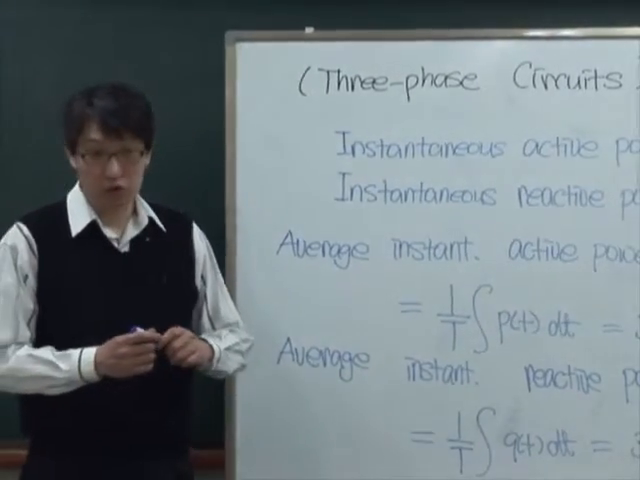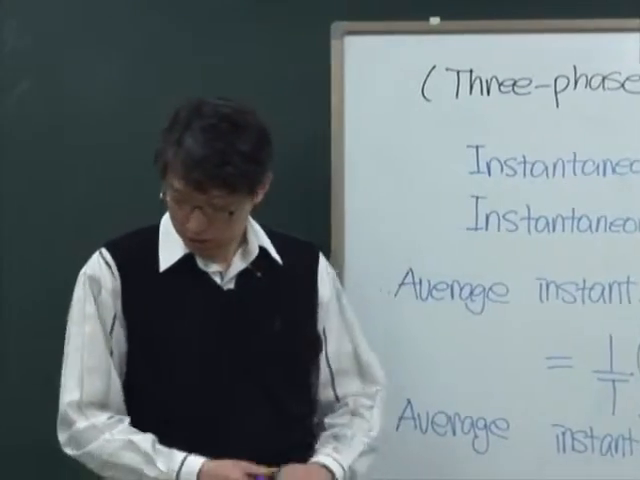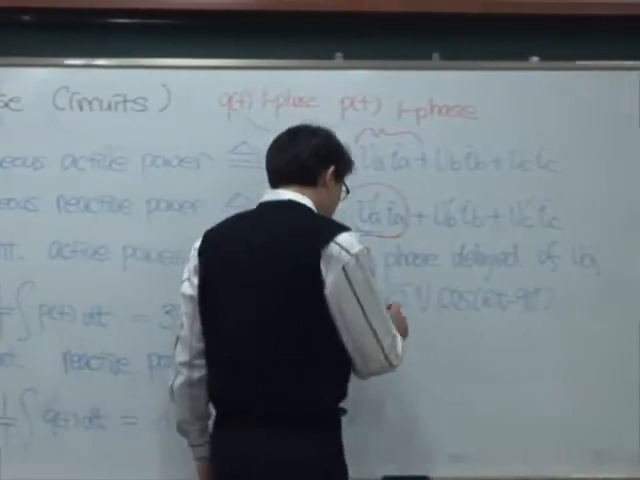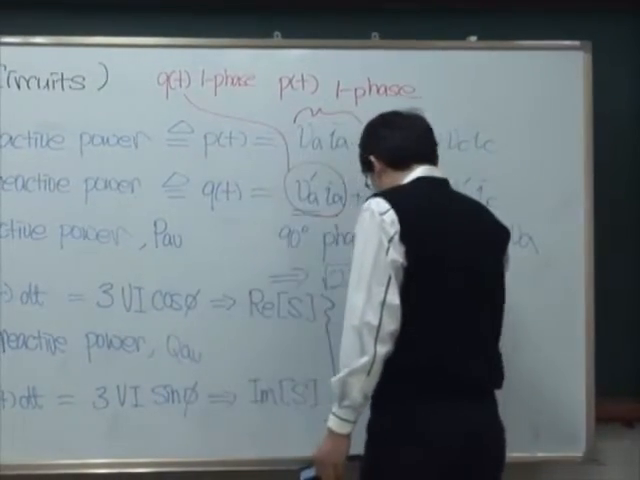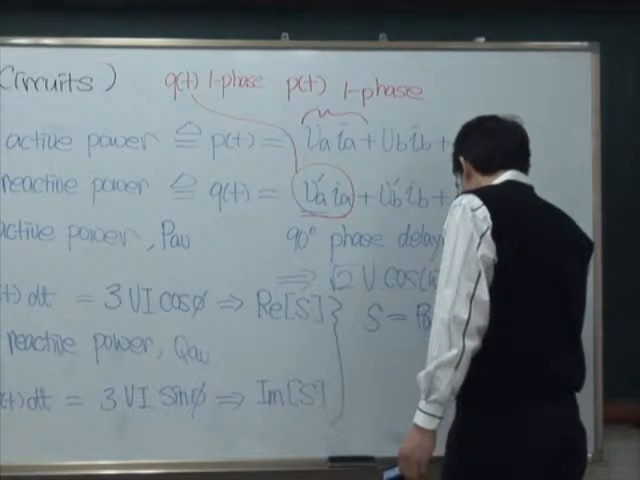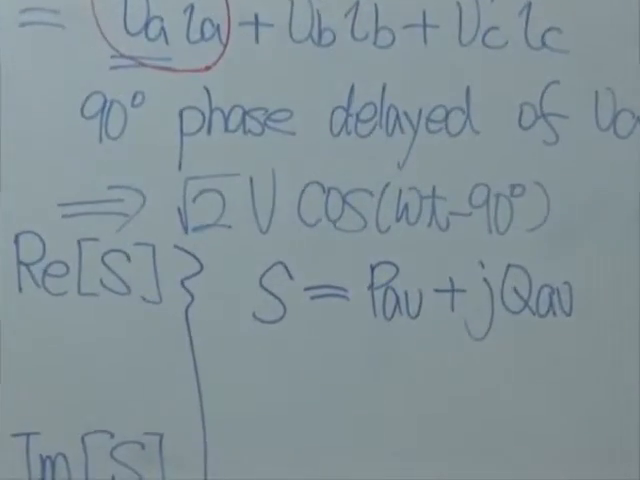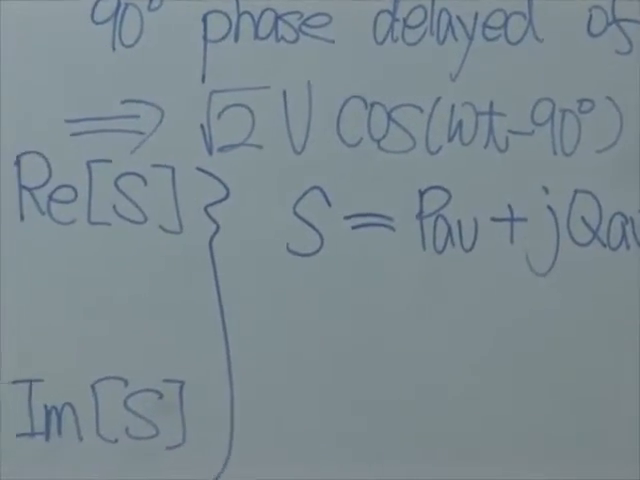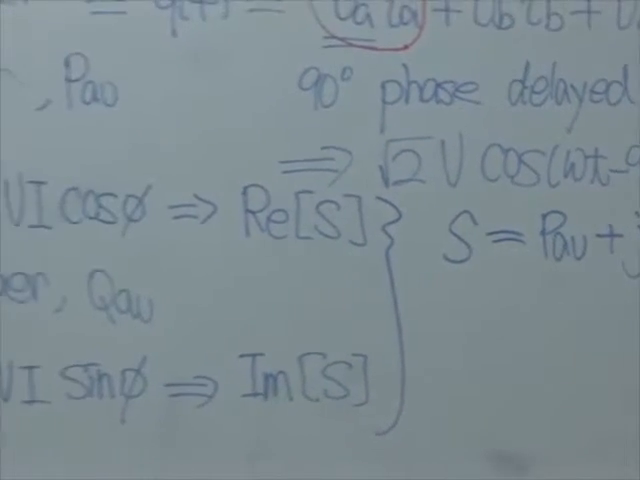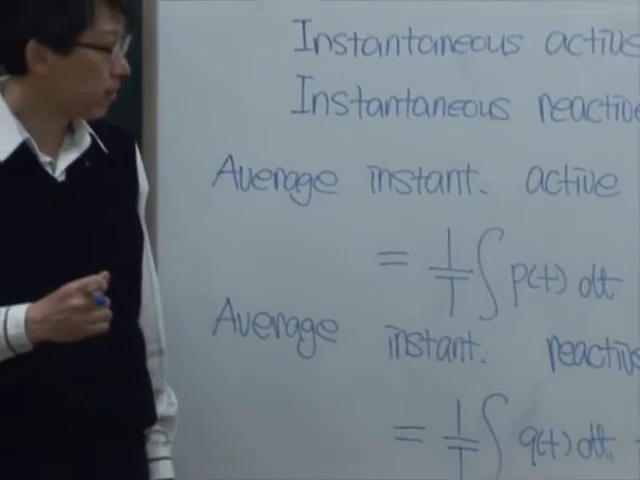So once you have done this by your handwriting, you have a complete understanding. Now, this complex power is equal to PAV plus jQAV, right? So you can define or you can understand the complex power as corresponding to average power. Okay.